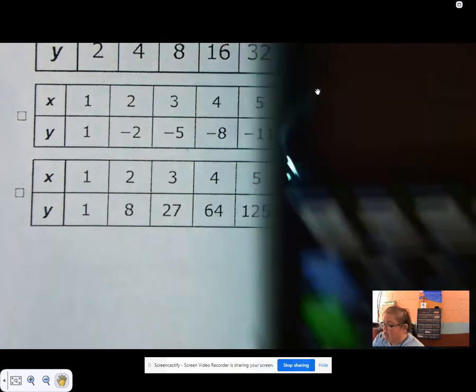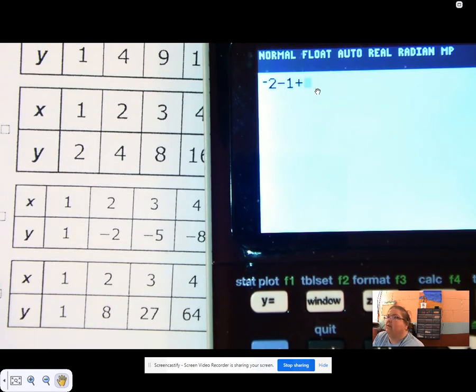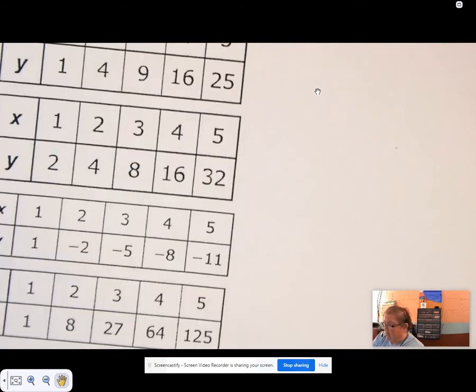So, if all of these are changing by a constant rate, this one is too. So that's why you're going to do negative 2 minus 1, negative 2 minus 1. Sorry, I kept pushing minus. No, negative 3. That's how you check it. So they all should be going up by negative 3. Okay. So that's just a reminder of how you do those. Okay.